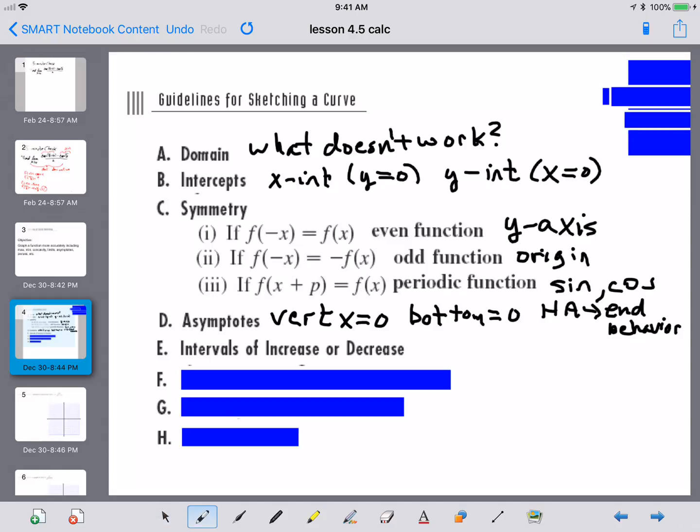Increasing or decreasing. Is this function going uphill or downhill? Remember, that can be determined from our first derivative. So those critical points are going to help us. So you really want to think, what are my critical points? Where is something unique happening with our function?